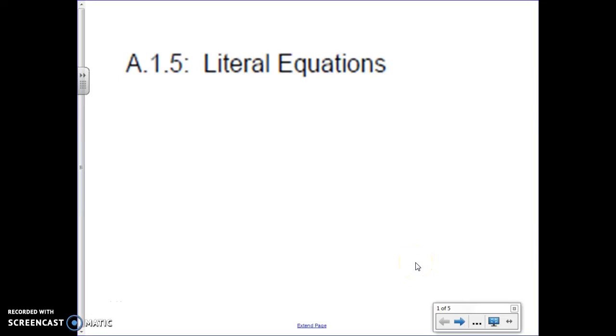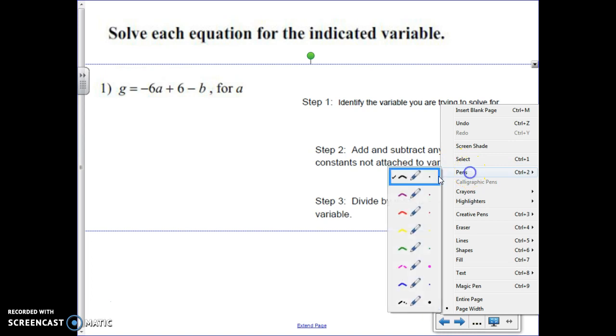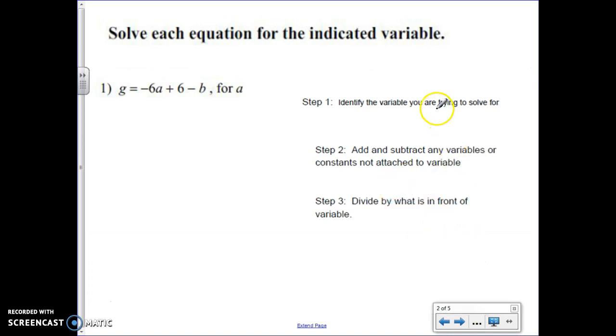Okay, guys, today we're going to be looking at solving literal equations. What that means is that we have multiple variables, and we want to get one of the variables by itself. If you look at your notes and on the screen, I have some steps to help us do that. The first thing we want to do is identify the variable we want to solve for. In this case, we're asked to solve for a, so I'm going to try to get this variable by itself.